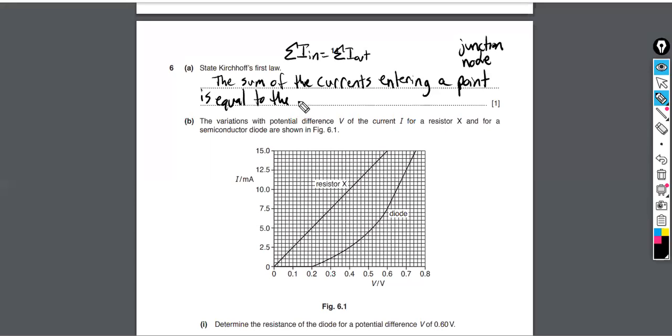to the sum of the currents leaving that point or node or junction. Okay, the sum of the currents going in equals the sum of the currents going out. Charge is conserved. So Kirchhoff's first law is a consequence of the fact that, like matter, energy and momentum, charge is one of those quantities which is conserved in our universe, not created nor destroyed.